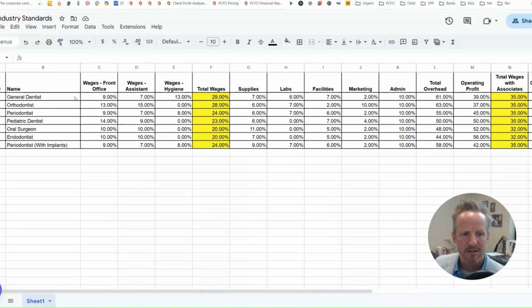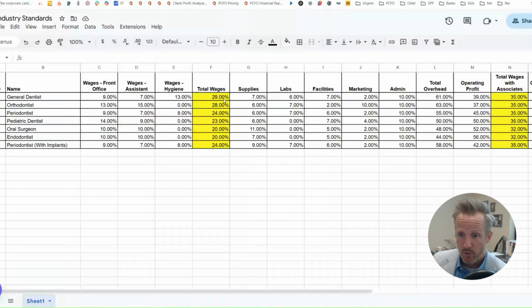And under the general dentist, I've highlighted here in yellow what is a healthy portion of your collections that should go to pay for your team. Not you, exclude you out of this, your team. For an office, assistant, hygiene, financial coordinator, associates, etc. For a general dentist, I'm going to say 29%.